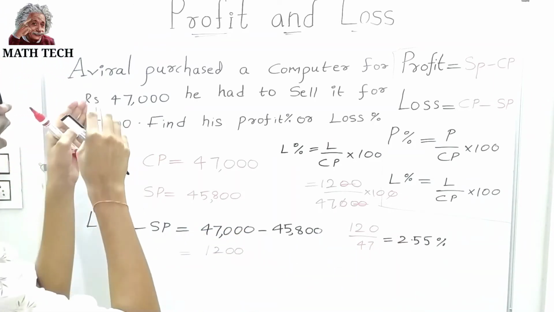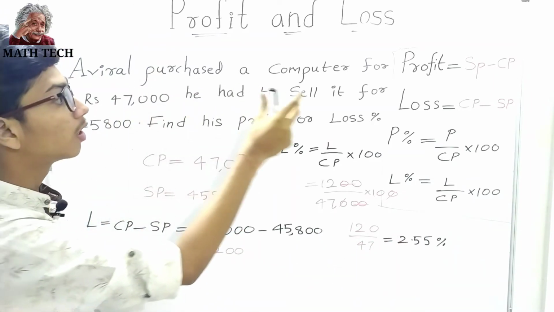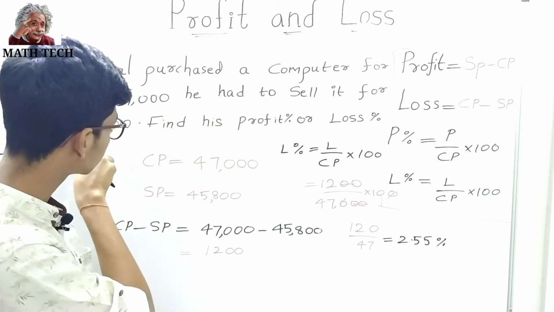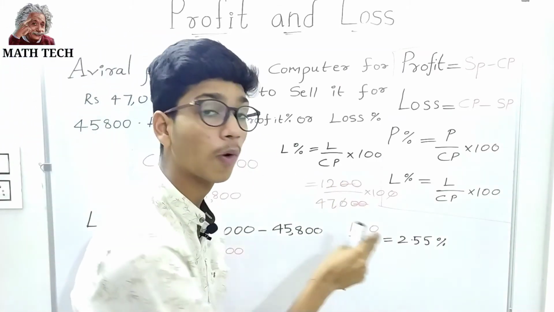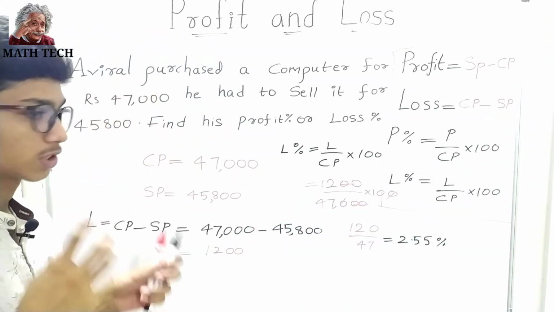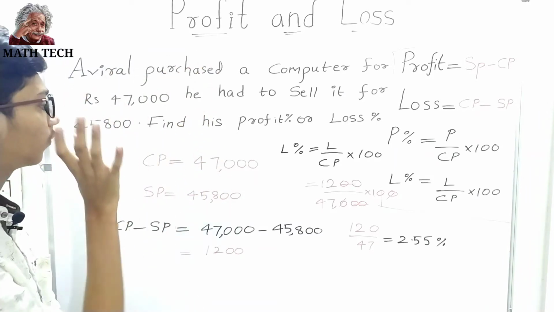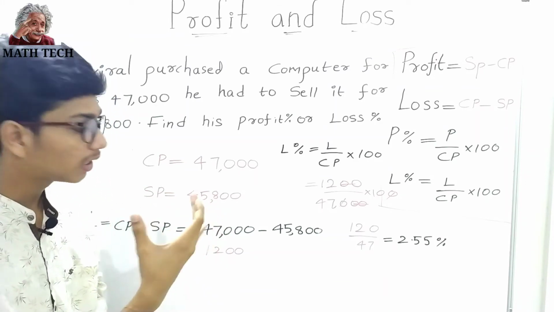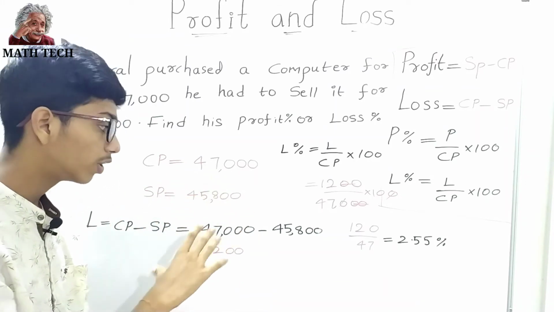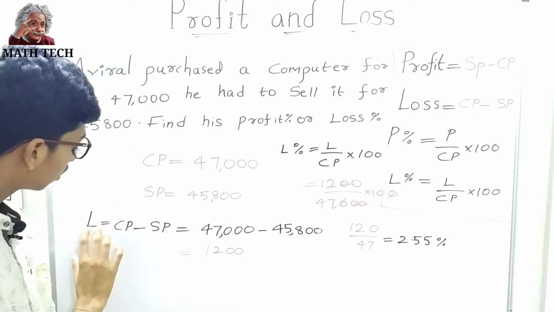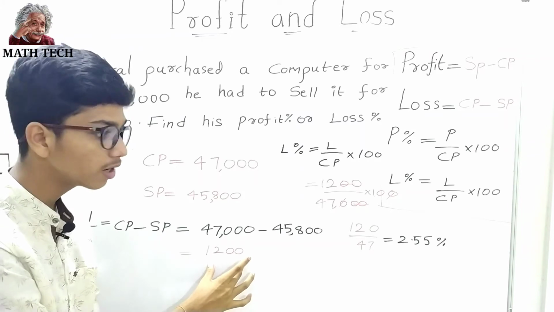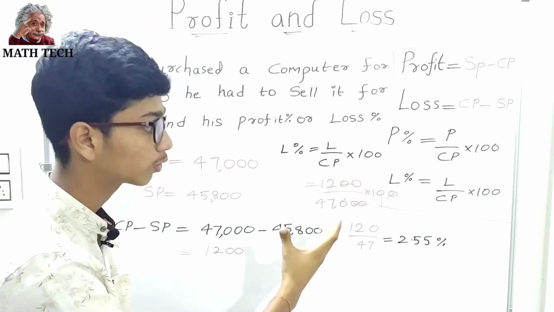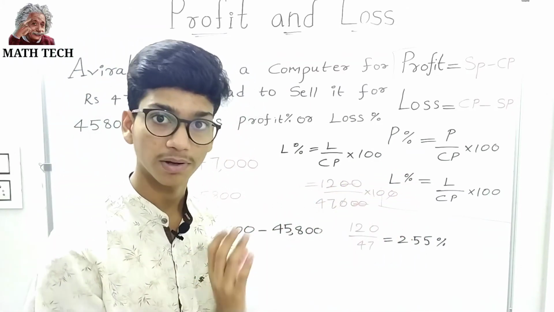He purchased for 47,000 and sold it for 45,800. If he sells it for 45,800, he will get the loss of 2.55 percentage. First of all, write the information given. CP is 47,000, SP is 45,800. Here we can clearly see that CP is greater than SP. When the cost price is greater than the selling price, then the loss occurs. Here the loss is 1200 and loss percentage is loss by CP into 100, 1200 by 47,000 into 100, that is 2.55 percentage.